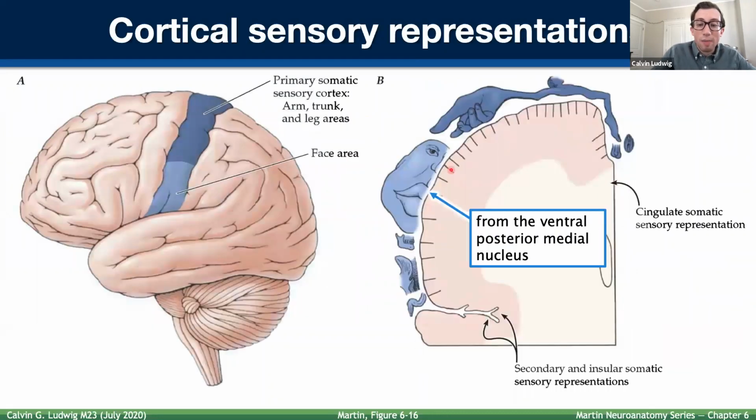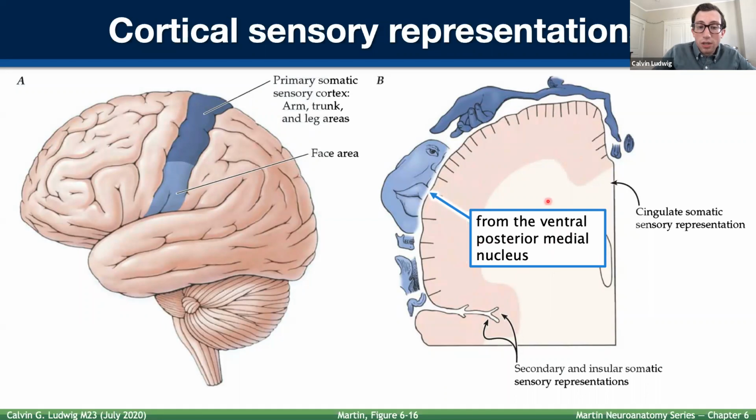Okay. Now the homunculus. These are my last two slides. We saw in the previous slide that projections from the ventral posterior medial nucleus form the cortical representations of the face and head. So coming from the ventral posterior medial nucleus of the thalamus, that's the head and face.